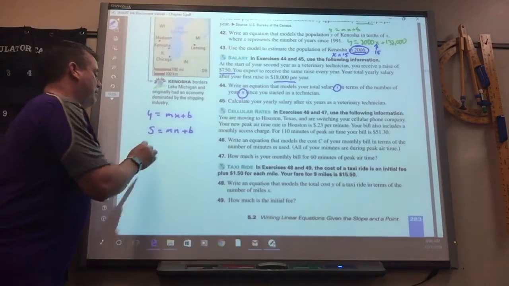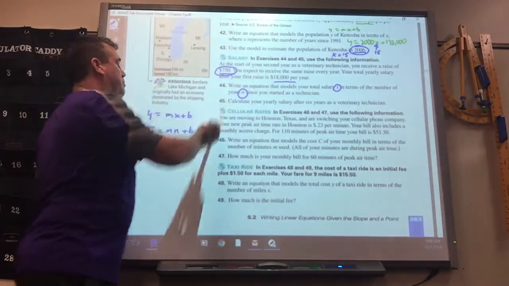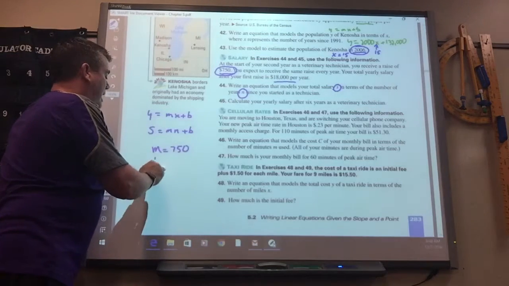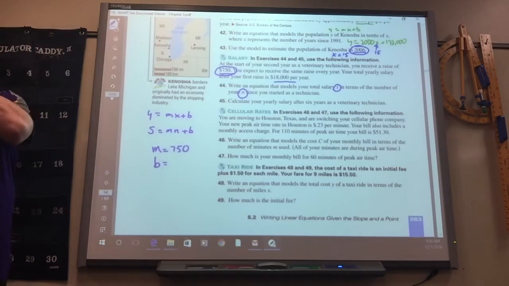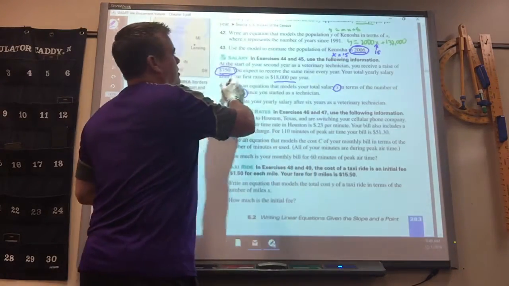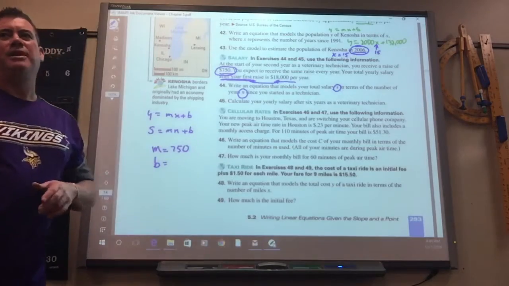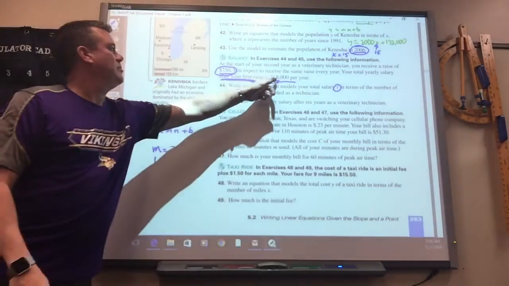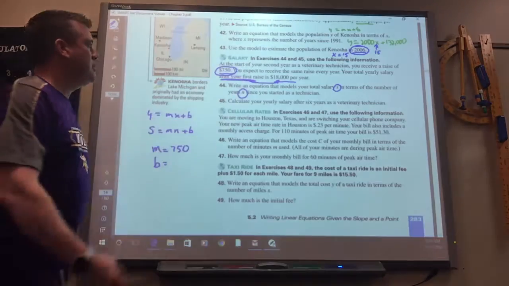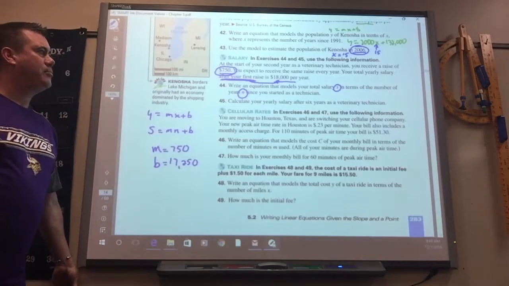So, in this problem, what is the slope, the change? $750 per year. And what is the starting point? You don't know. You have to figure it out. This is the key right here. It says your total salary after your first raise was this. So that's not what you started at. You gotta take off your raise, so you subtract 750. So that would be 17,250, right? That's what you started at.